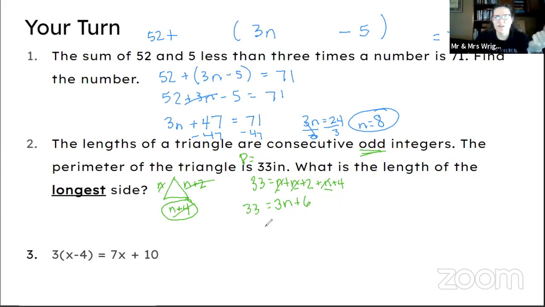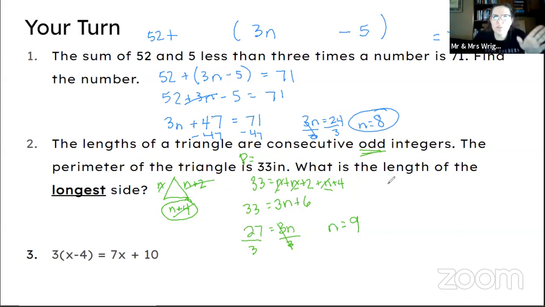Undo the plus 6 by subtracting 6. I'm going to get 27. Let's see, 33 minus 6 is 27. 27 equals 3n. And then we're going to divide by 3 to undo this multiplication of 3 right here. And we're going to be left with n equals 9.